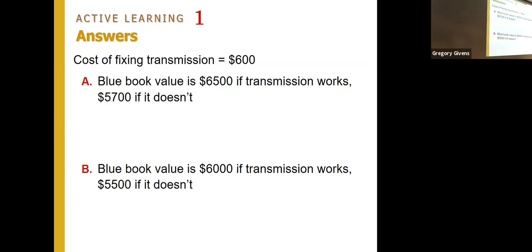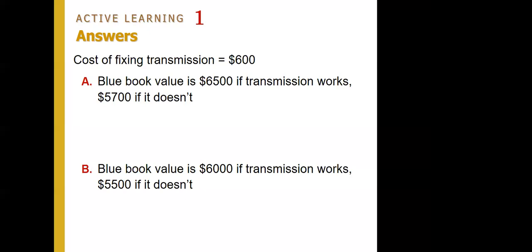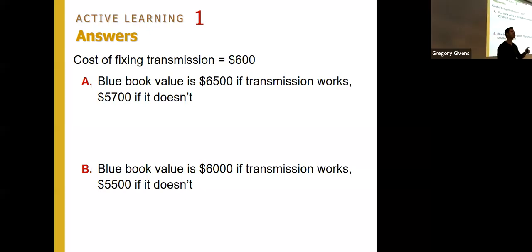Say again? People making decisions by thinking on the margin. Perfect. That means you want to weigh the marginal costs against the marginal benefits of small incremental changes in your behavior, right? We know what the marginal cost of fixing the transmission is. It's $600, right? In scenario A, what is the marginal benefit of fixing the transmission? Not the total benefit or the average benefit, but the marginal benefit.